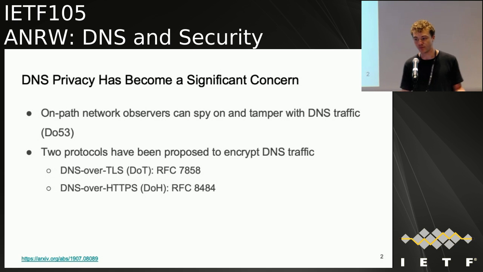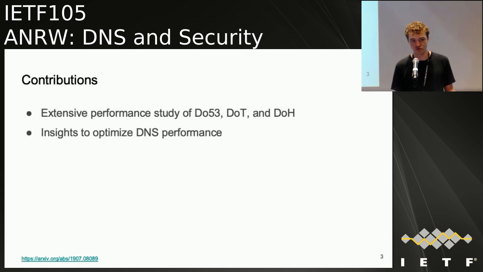So two protocols have been proposed to encrypt DNS traffic. There's DNS over TLS, or DoT, as I'll refer to it for the rest of the talk, defined in RFC 7858. And then there's DNS over HTTPS, or DoH, defined in RFC 8484. Let me advance to the next slide. So the contributions of our work: we performed an extensive performance study of DO53, DoT, and DoH, and we give some general insights to optimize DNS performance.